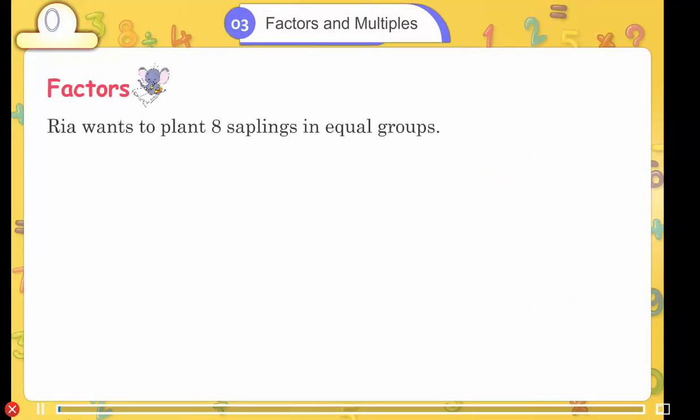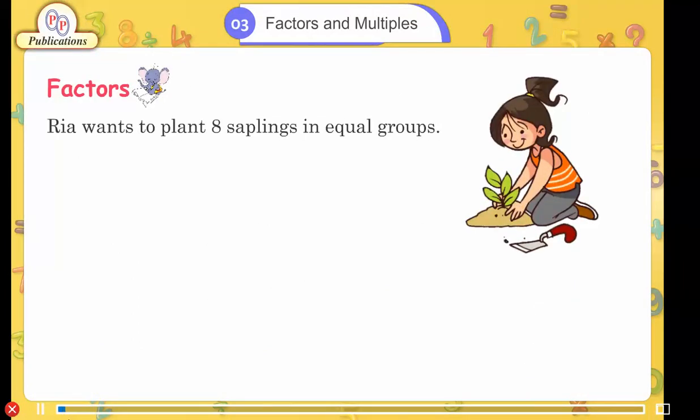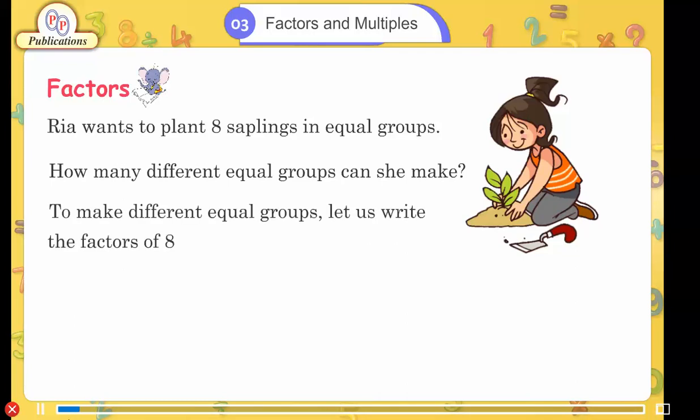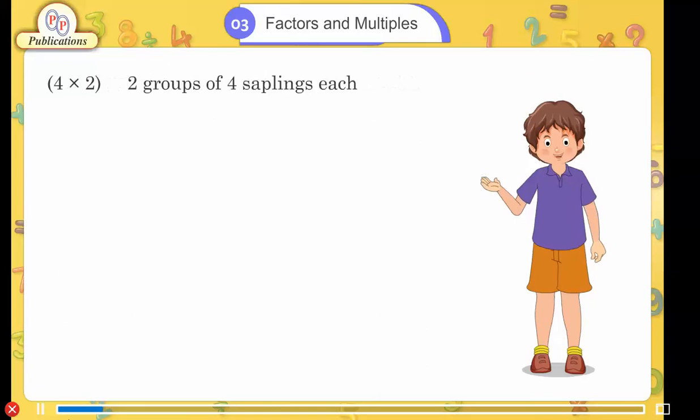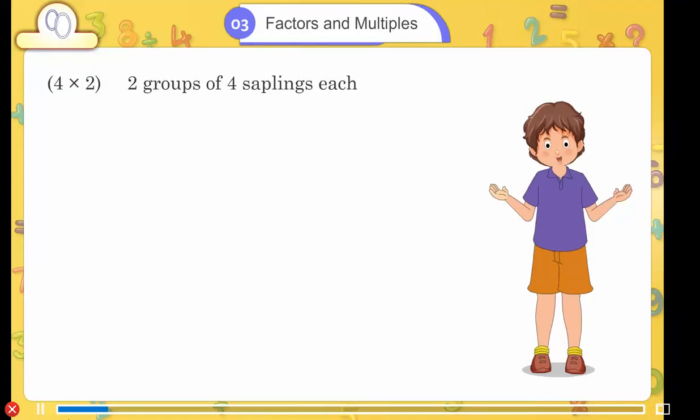Factors. Ria wants to plant 8 saplings in equal groups. How many different equal groups can she make? To make different equal groups, let us write the factors of 8. 1 into 8, 8 groups of 1 sapling each. 2 into 4, 4 groups of 2 saplings each. 4 into 2, 2 groups of 4 saplings each.